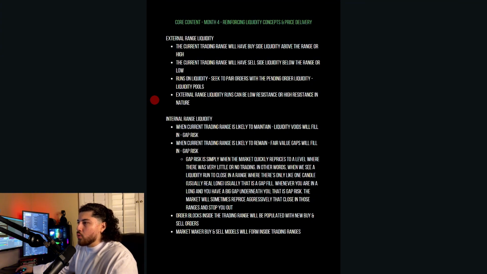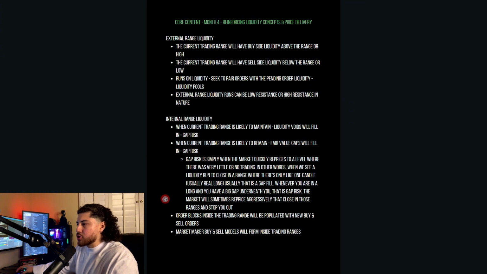Internal range liquidity. When the current trading range is likely to maintain, liquidity voids will fill in gap risk. When the current trading range is likely to remain, fair value gaps will fill in gap risk. Gap risk is simply when the market quickly reprices to a level where there was very little or no trading. In other words, when we see a liquidity run to close in a range where there's only like one candle, usually really long, usually that is a gap fill. Whenever you are in a long and you have a big gap underneath you, that is gap risk. The market will sometimes reprice aggressively to close those ranges and stop you out.